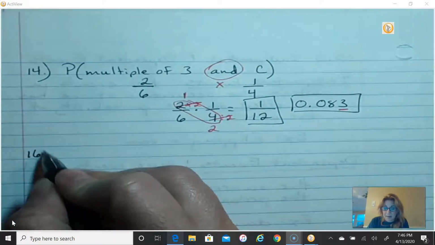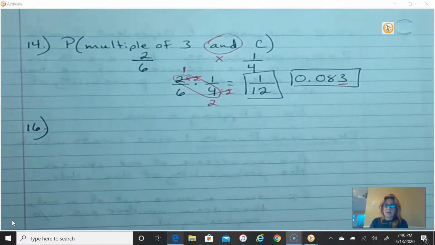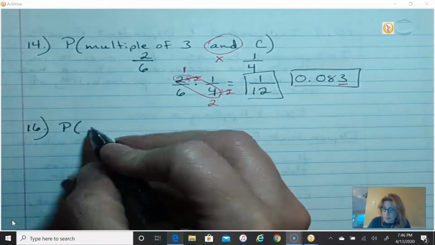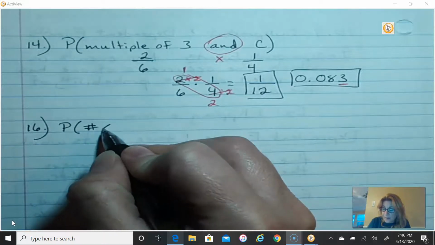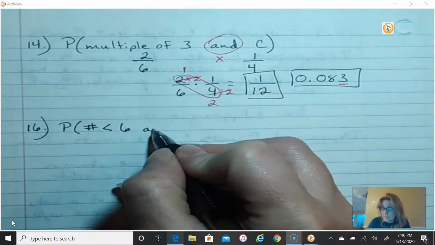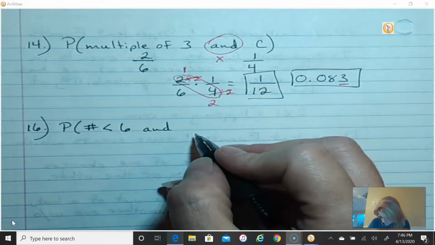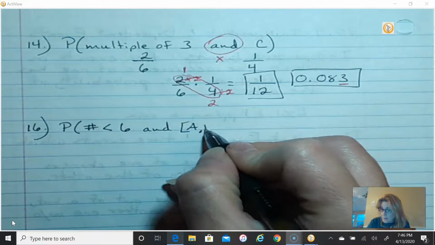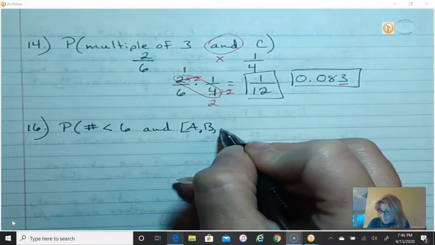All right, 16. Okay, about now you should be feeling a little bit more comfortable, and maybe even after this one, I need y'all to start pausing the video so that you can work some of these on your own and then come back and see if you got them right. All right, 16 says, what is the probability of a number less than 6 and an A, B, or C?